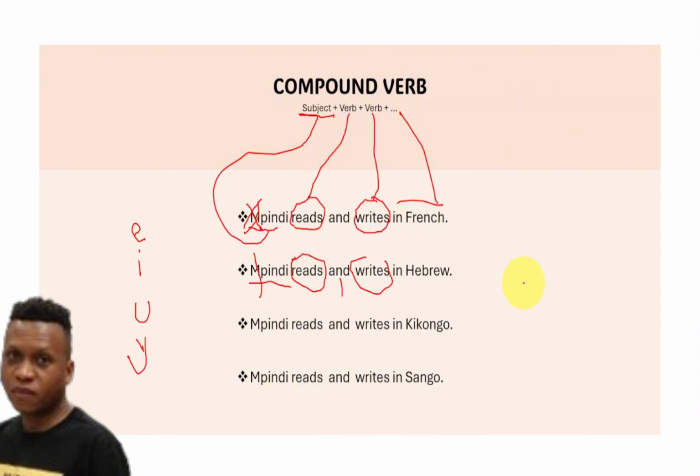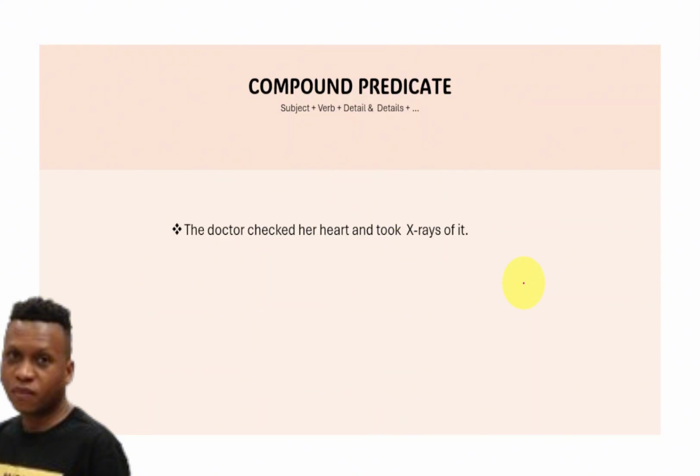Okay? We come here. Now we have compound predicate. Please watch the other video I was talking about. I'll explain to you guys about the sentence. Please watch that. When you watch this, you're gonna understand. I want you guys to watch also my part of speech. That way you're gonna understand, because I cover a lot of stuff there. The doctor checks her heart and took X-ray of it. The doctor checked her heart and took the X-ray of it.